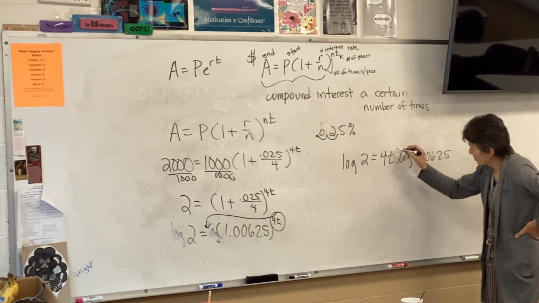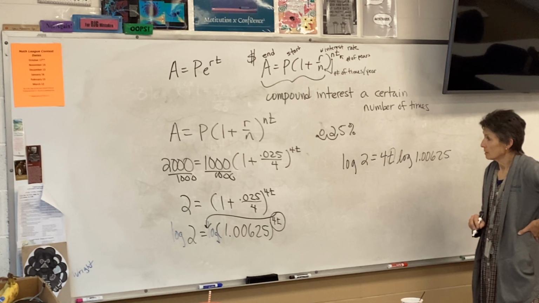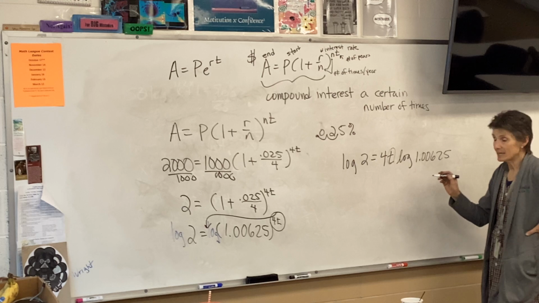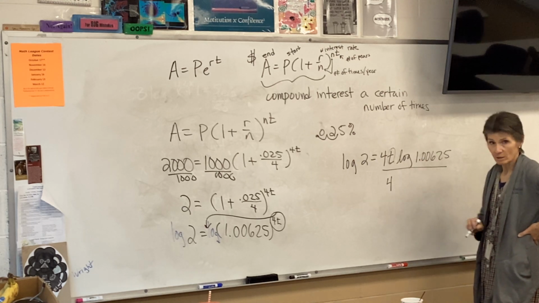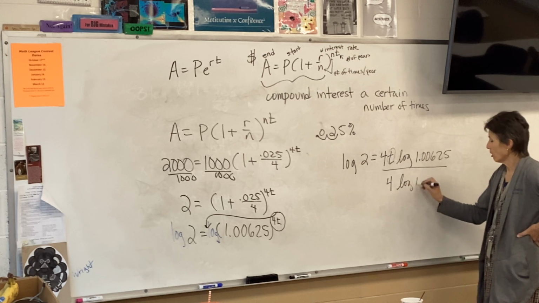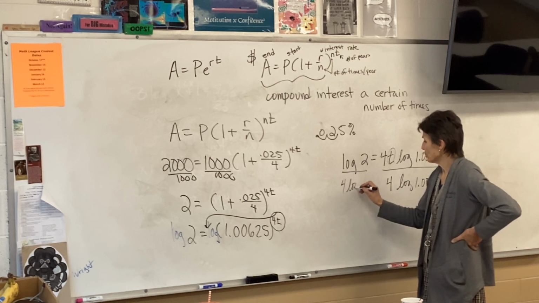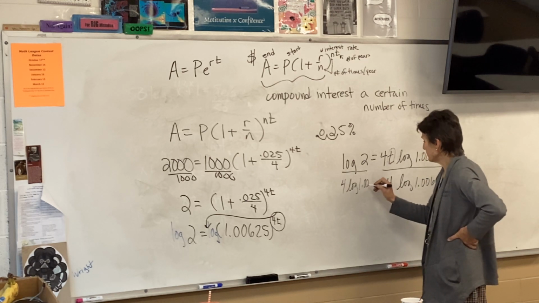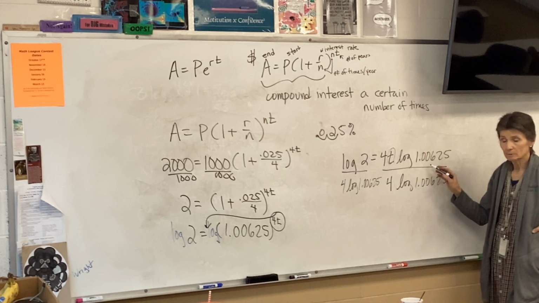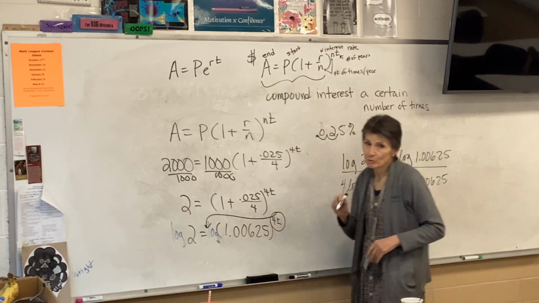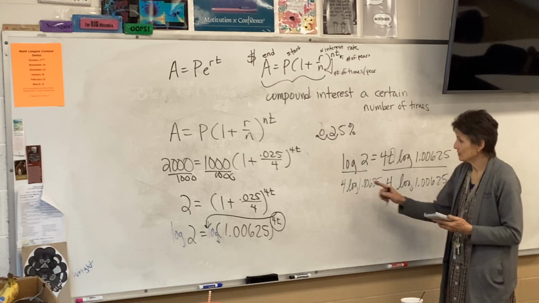Now I need to solve, this is what I'm solving for. So I need to divide by everything else. I need to divide by 4, and I need to divide by log 1.00625. Now, I want you to do those two things separately. We clearly need to divide by both, and if you don't use parentheses properly, you can end up wrong. So here's how I want you to type this in.